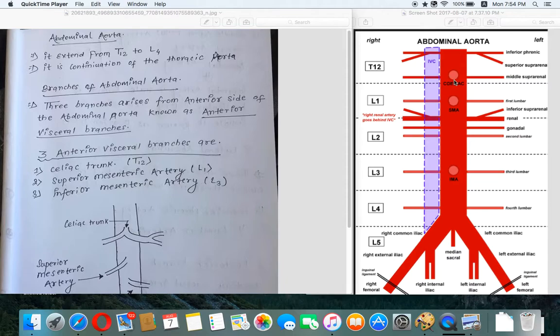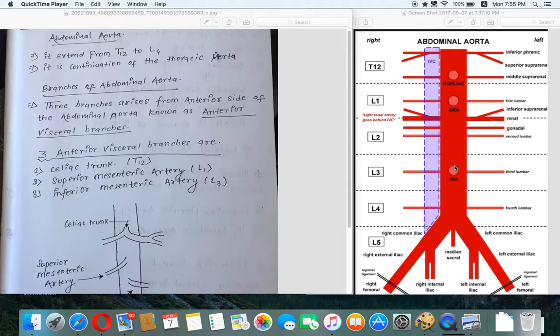And how many anterior visceral branches do we have? Three. The very first one is the celiac trunk that lies at T12 level. The second one is the superior mesenteric artery. It lies at L1. Similarly, the inferior mesenteric artery lies at level L3.